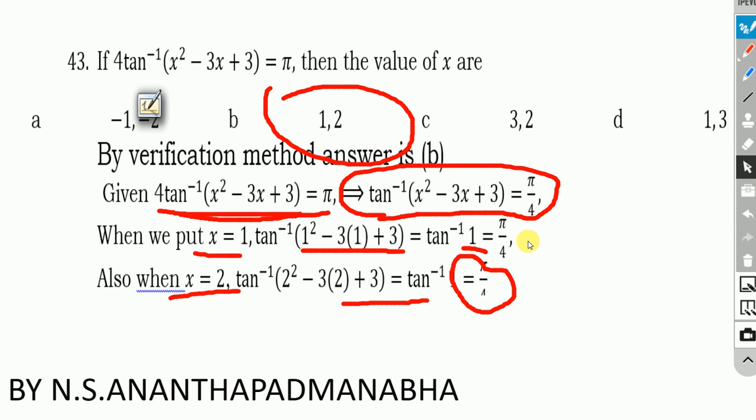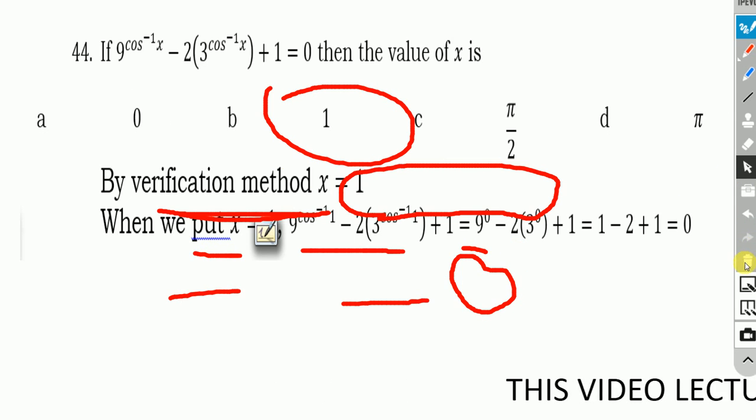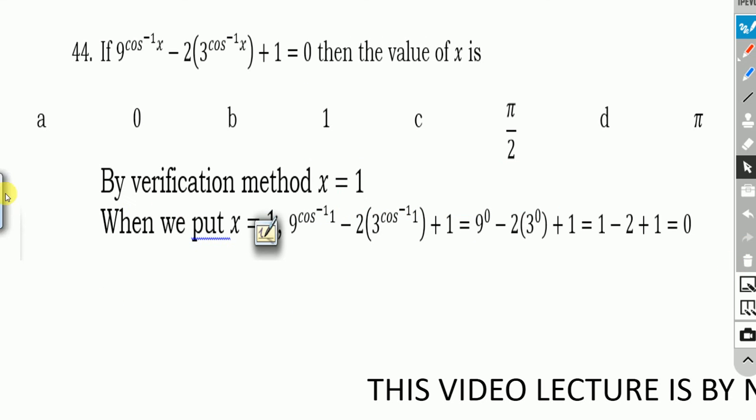If 9 to the power of cos inverse x minus 2 into 3 to the power of cos inverse x plus 1 is equal to 0, then the value of x is: option A is 0, option B is 1, option C is pi by 2 and option D is pi. So let us go by verification. I am just putting the answer which I know, but actually we need to verify with all the options. Let us put x equals 1 here. For other options you can check.